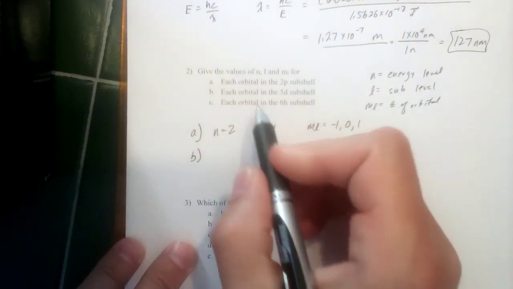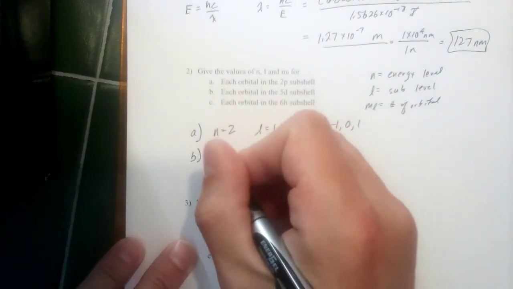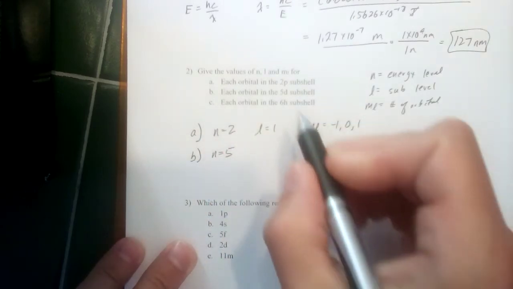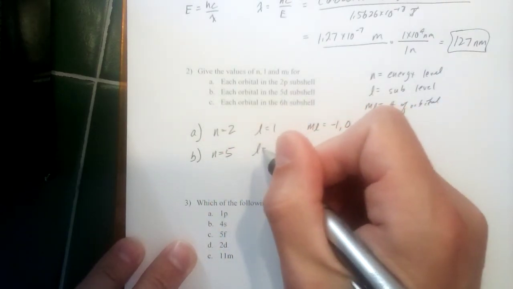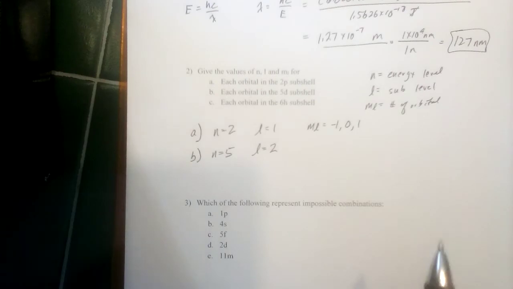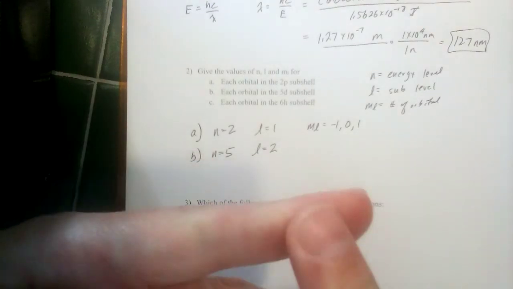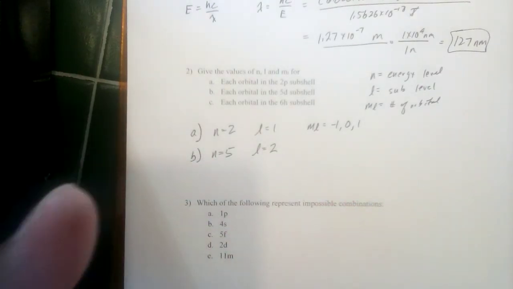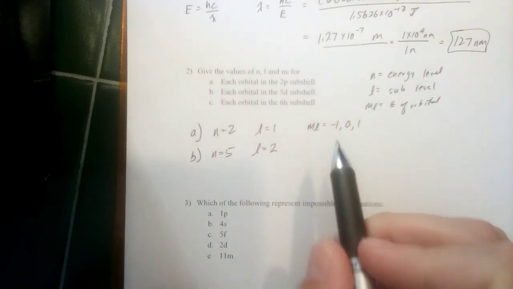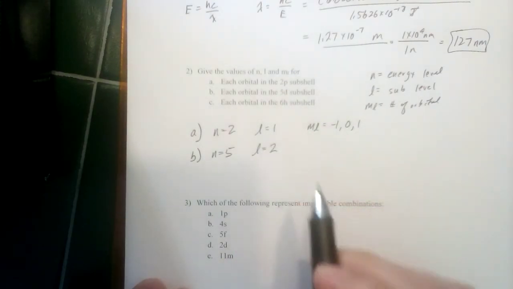For part B here, the 5D subshell, that is the 5th energy level, so N equals 5. For a D sublevel, L is equal to 2. Remember, the order is S, P, D, F, G, H, I, right? After F, it's alphabetical order. So D would correspond to L equal 2.